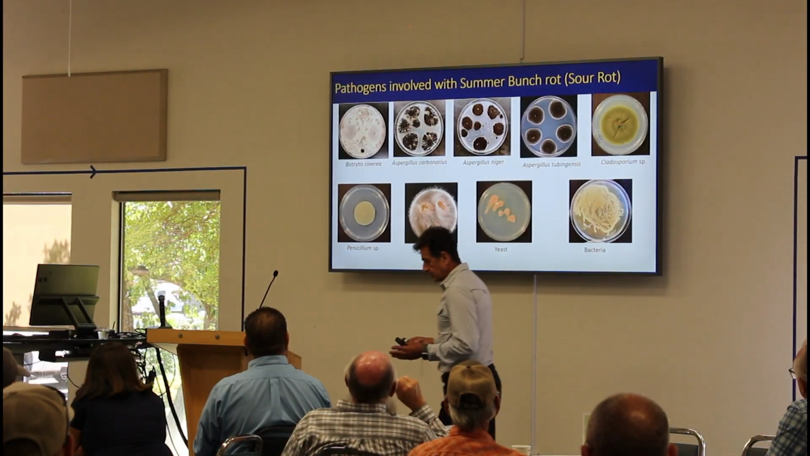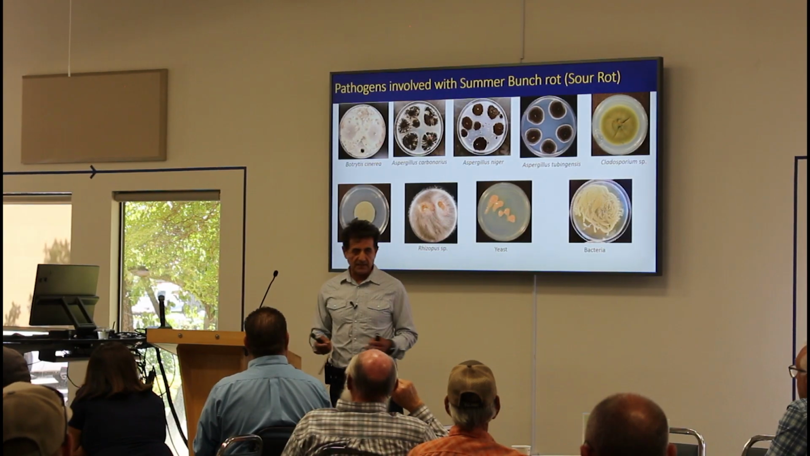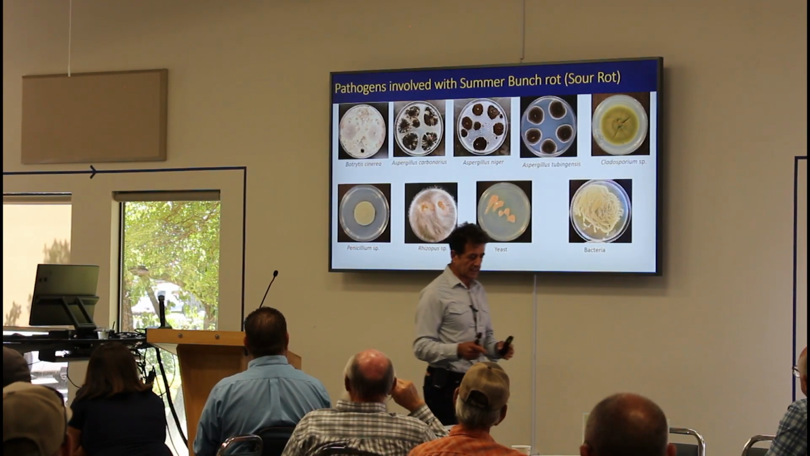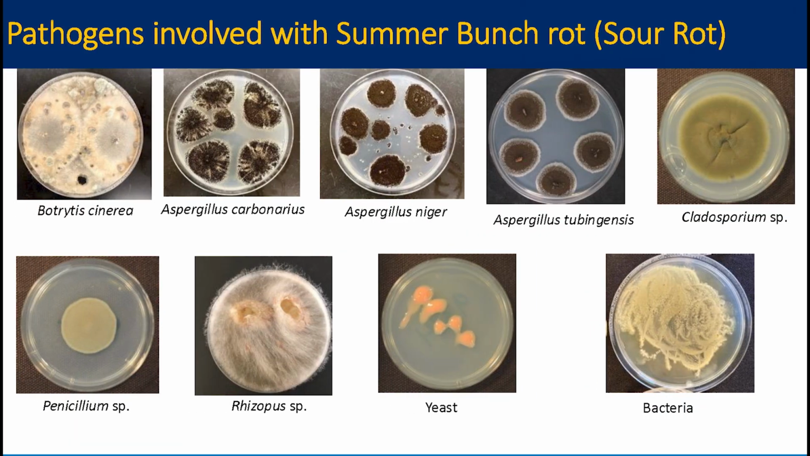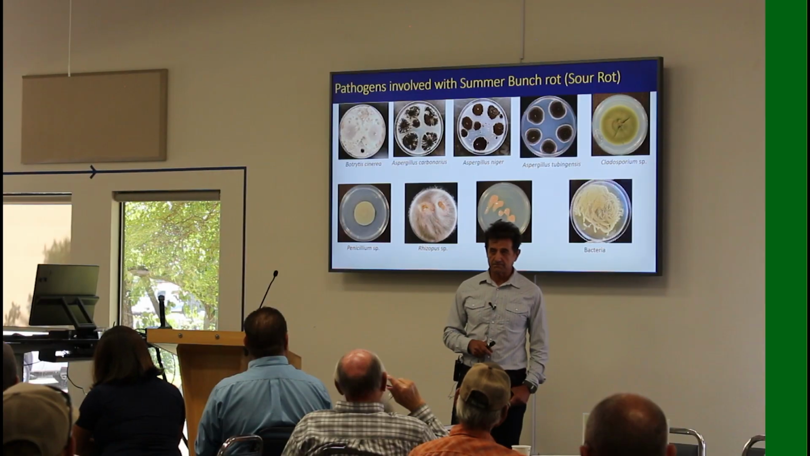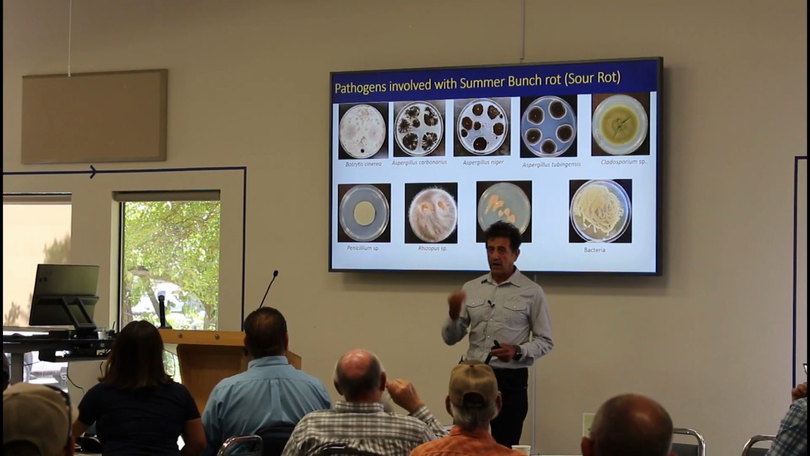My lab has been working on this sour rot complex on not only wine grapes but also table grapes as well. We have been finding not only Botrytis, as I mentioned, we have found recently 3 Aspergillus species involved with this sour rot complex. Cladosporium, Penicillium, Rhizopus, yeast, and bacteria are involved, all of those. So why is it important?